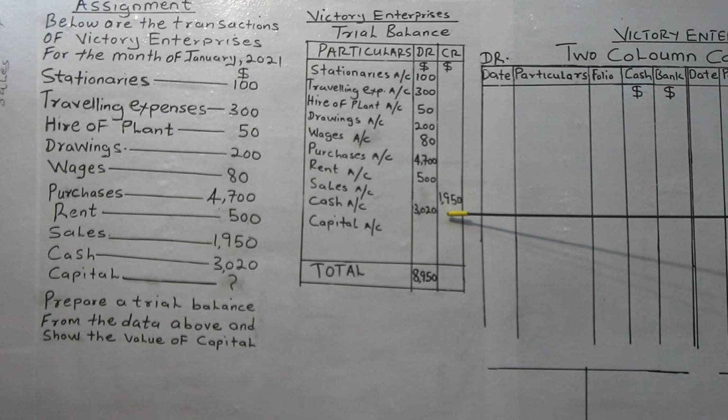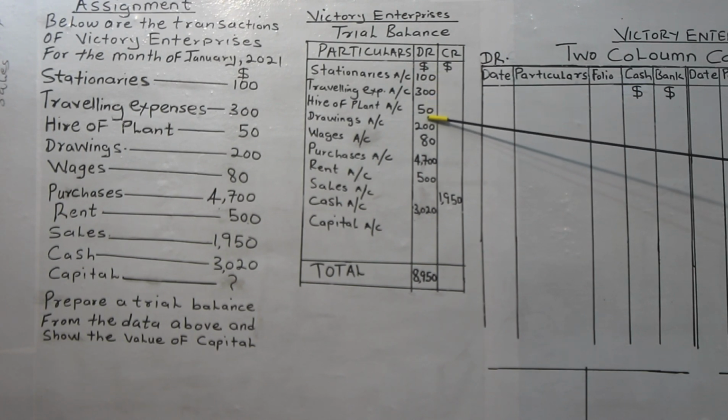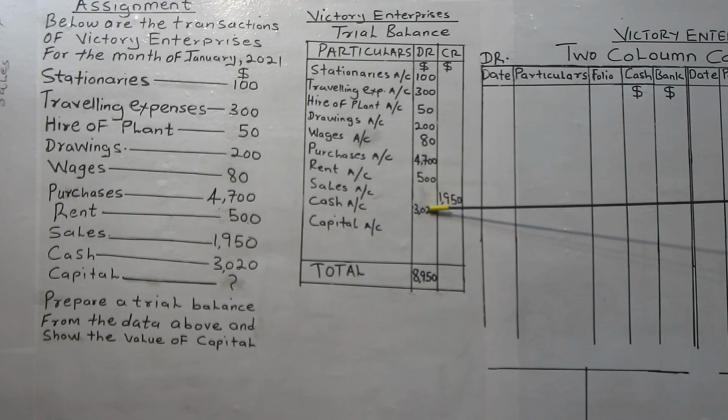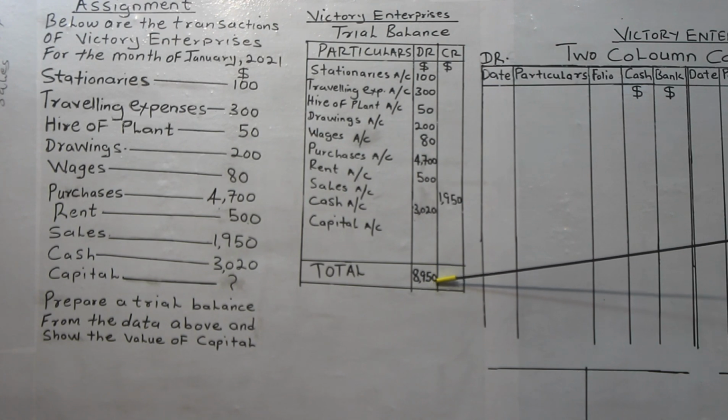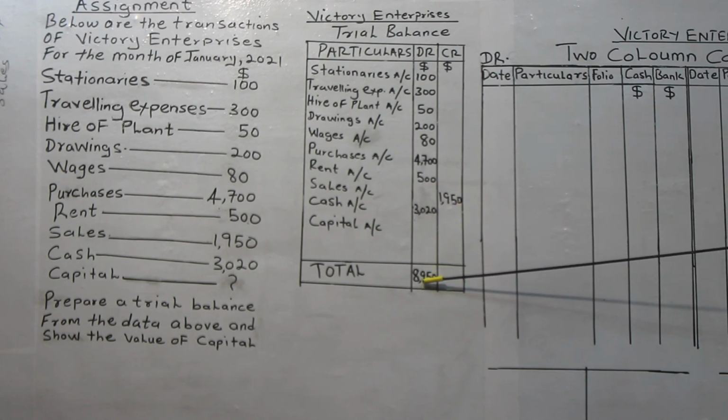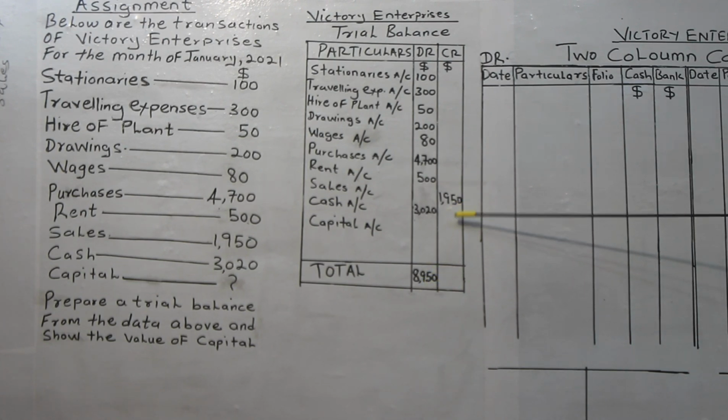Capital balance is supposed to be on the credit side. So what do we do? We add the debit side and find the difference between the debit side and the credit side. The difference becomes the capital. So if we add the debit side of the trial balance, we have 100 plus 300 plus 50 plus 200 plus 80 plus 4,700 plus 500 plus 3,020. We have 8,950. If you minus 1,950, which is the only amount on the credit side, from 8,950, you now have 7,000.